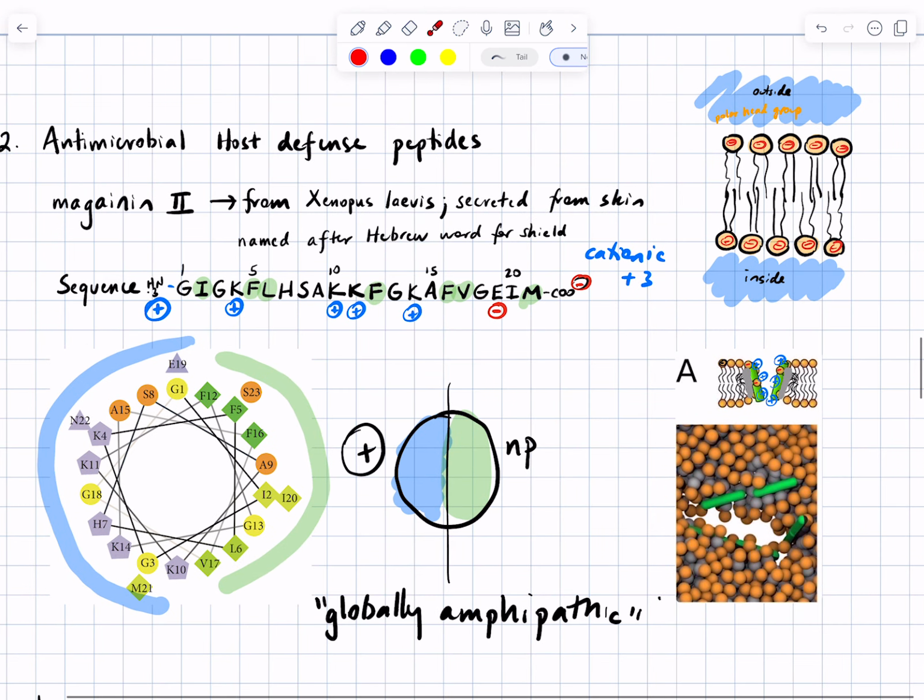Now, why doesn't this do this to your cells? The answer is your cells, eukaryotic cells, generally don't have a net negative charge. They have a neutral or sometimes net positive charge. So there's some selectivity. Your body can make peptides like this and it will kill bacteria, but not you.